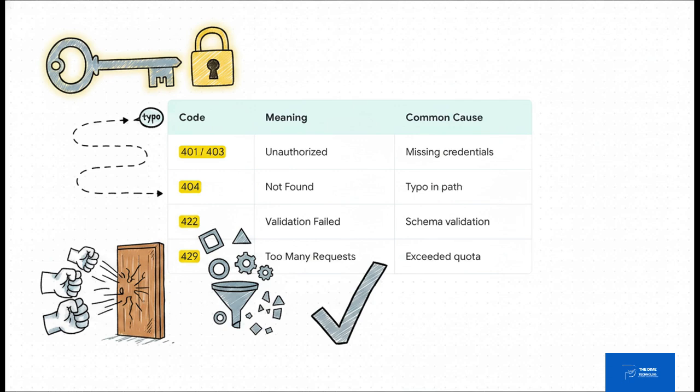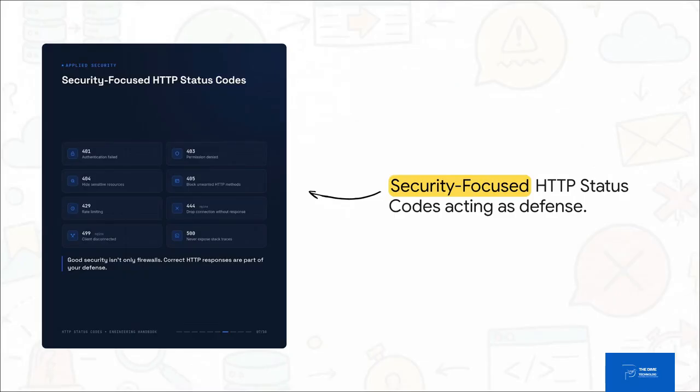And a 429, that means they are knocking entirely too fast and have blown right past the request quota. And this actually leads us right into an active defense mechanism. As the engineering handbook points out, good security isn't only firewalls. Correct HTTP responses are actually a vital part of your defense.